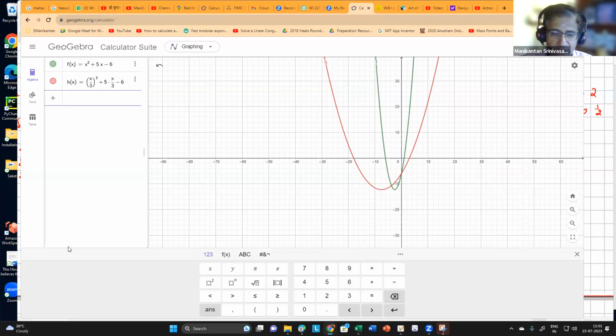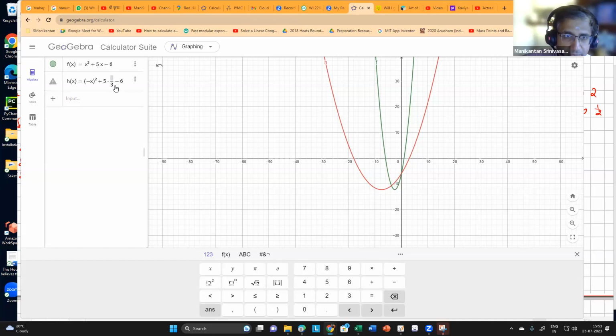Stretching by a factor of half is not easy to visualize, but that's how you're formally supposed to write. Stretch by a factor of half. Okay, and then reflection is fairly easy. The reflection is every x is getting replaced with minus x, right? So in this case, every x is getting replaced with minus x. So minus x whole square, anyway, it's x square only, but I'll just follow the rules.